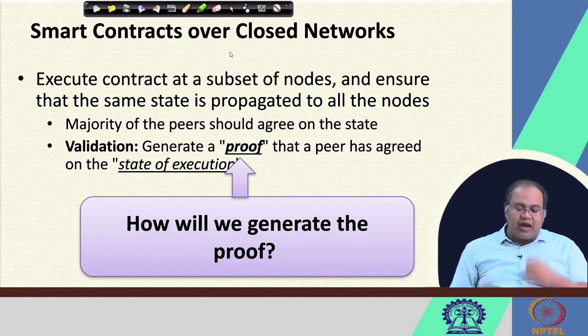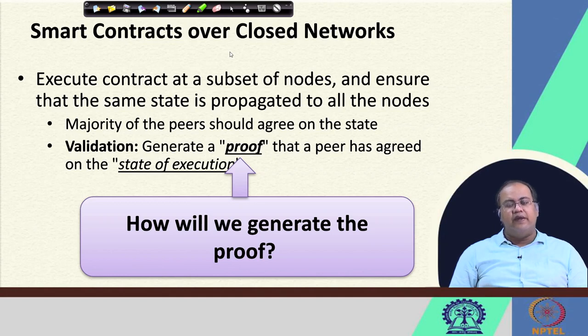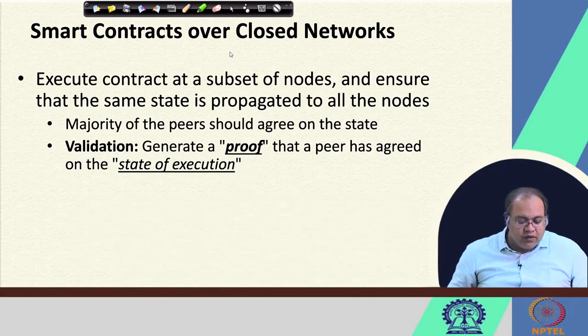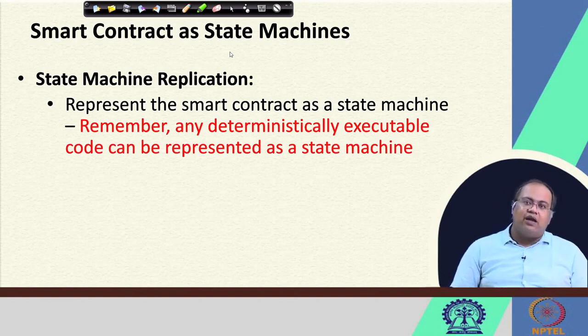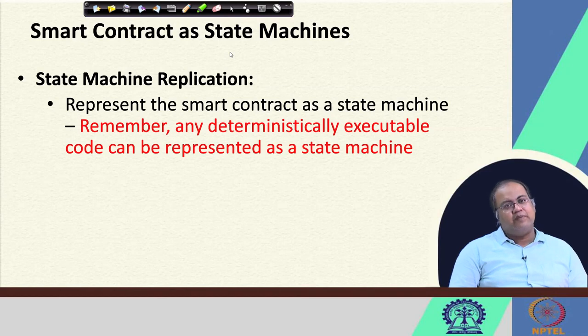So the question comes: how will we generate this proof? Well, the proof that is going to ensure that the contract has been executed and validated by the majority of the correct participants. Now, to generate the proof, we come to this fault tolerant architecture, and what we do is represent the smart contract in the form of a state machine, and apply this classical distributed system idea which is called state machine replication.